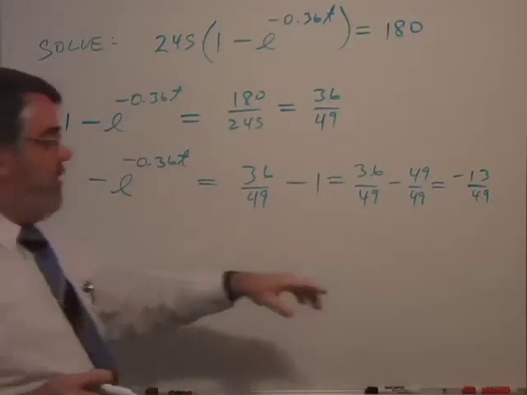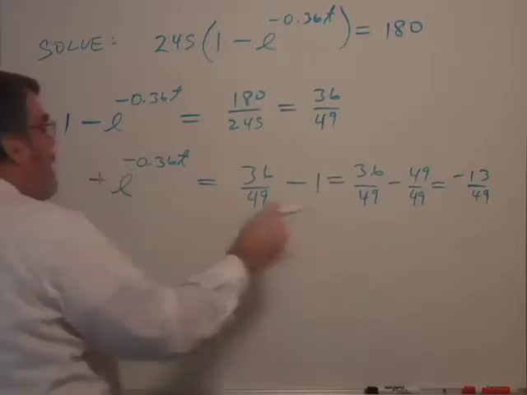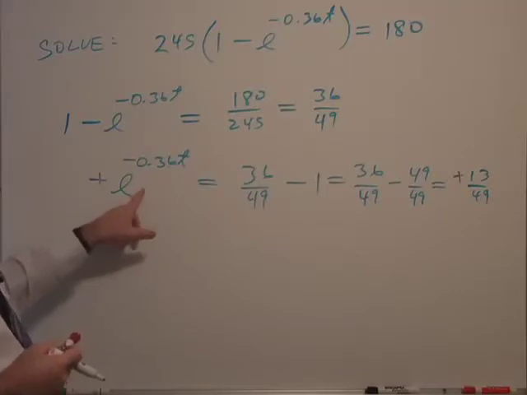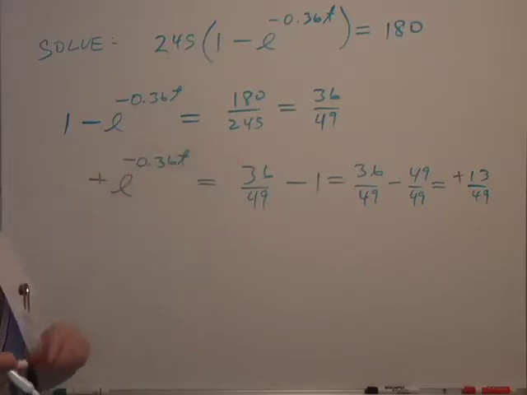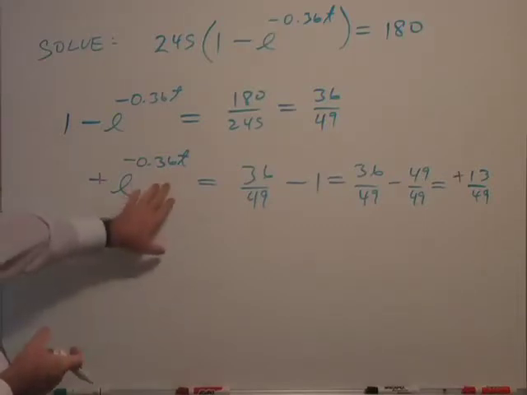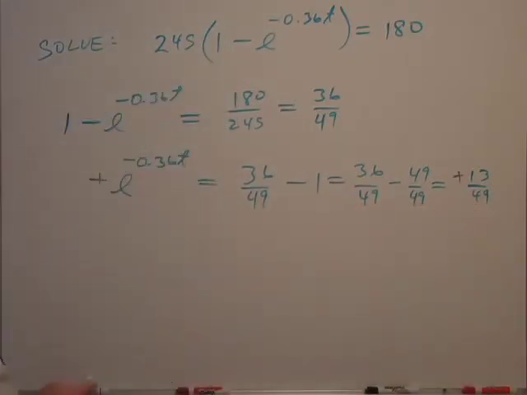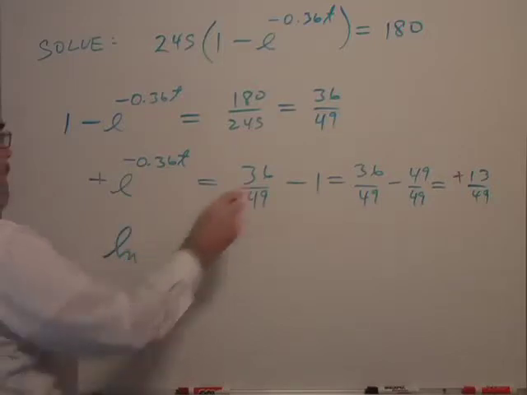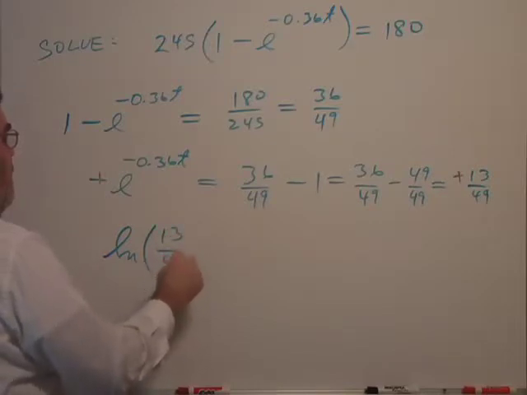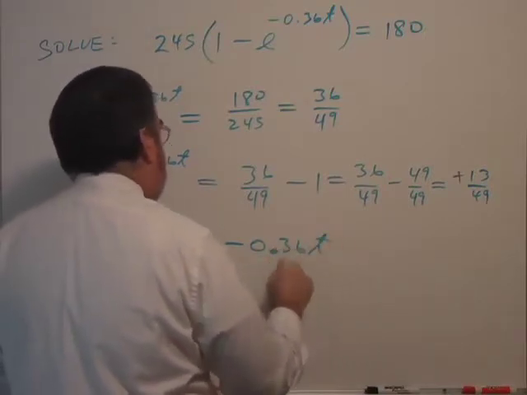So I have a negative e to something equals a negative number, and multiplying both sides by negative 1 would cancel the negatives. I'd have to, because I can't have an exponential function by itself equal to a negative number. The negatives cancel. All right, now let's convert this equation into logarithmic form, and we'll use the natural log. So the natural log of the right side, 13 over 49, is equal to the exponent, negative 0.36t.